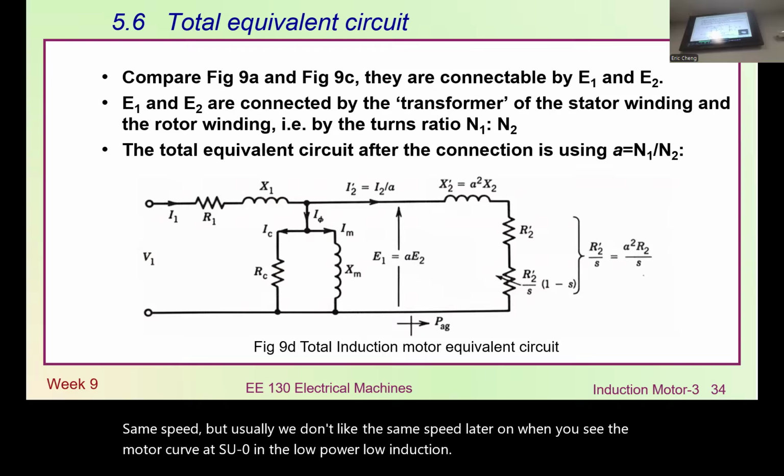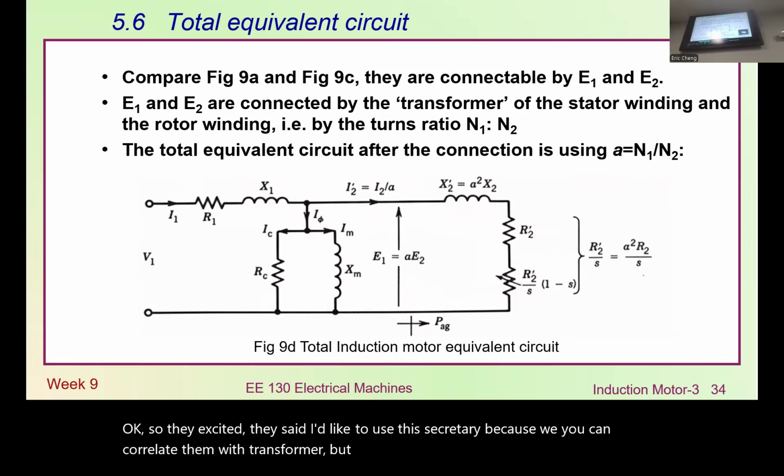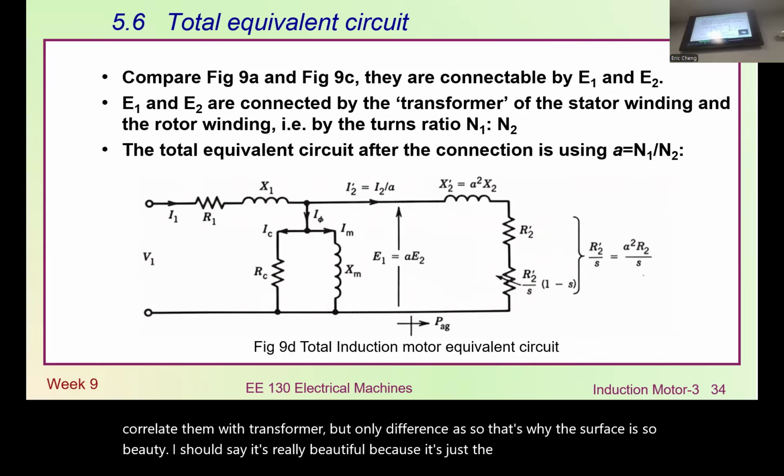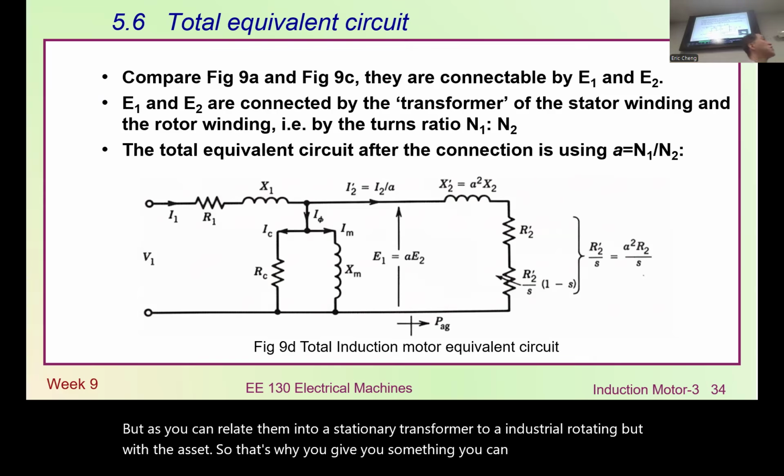Okay. So they are exactly the same. I like to use this circuitry because you can correlate it with a transformer, but the only difference is the S. That's why the circuit is so beautiful. It's really beautiful because it's just the same, but differs only by S. You can relate a stationary transformer to an induction motor that is rotating, but with the S. That gives you something you can correlate to what you learned in the past.